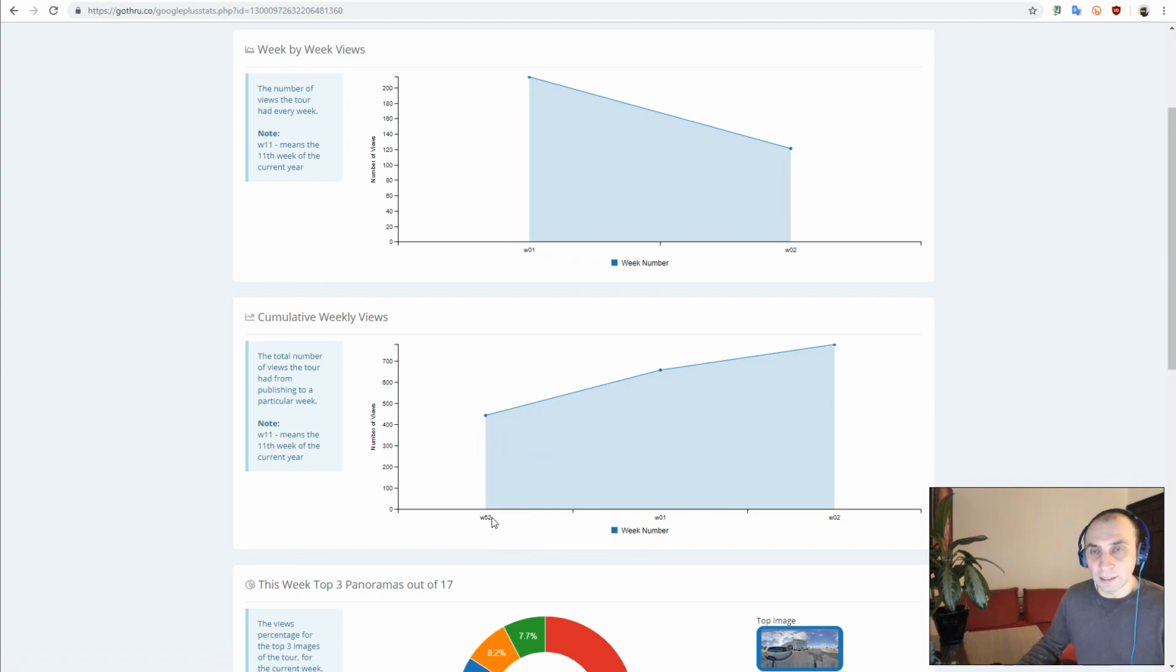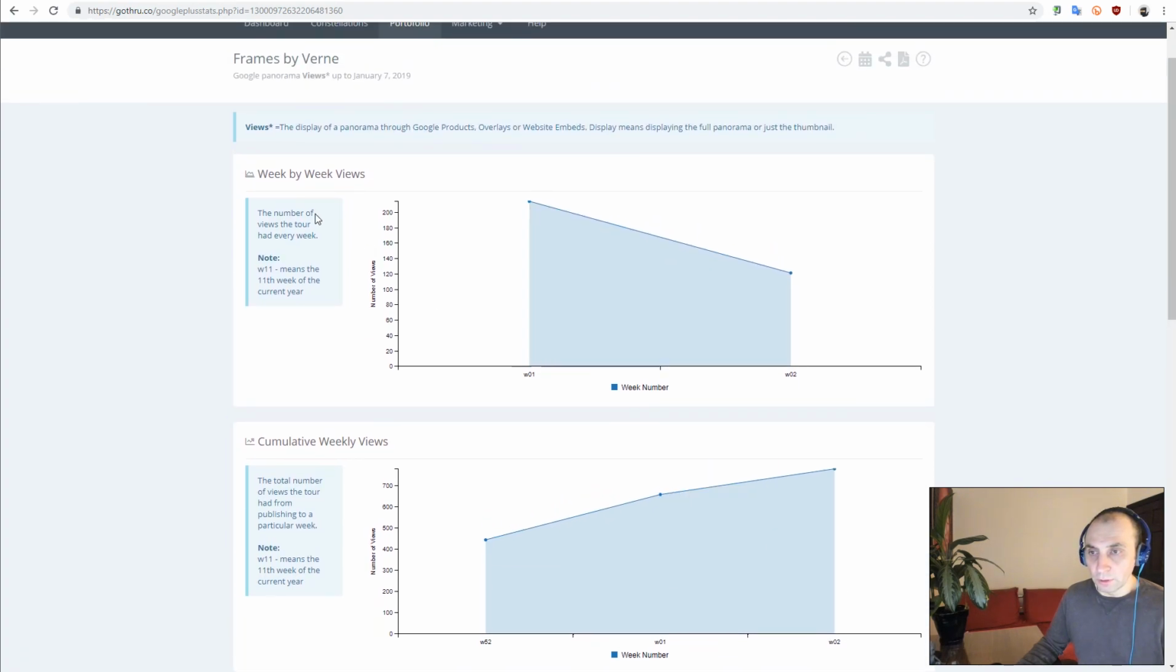I will start with the second graph, and basically the way GoThru collects statistics is every Monday we take a snapshot from Google for all the views from all your panoramas in that tour, and then we store that value. In this particular graph, the graph will always go up, because every week it's going to be cumulative.